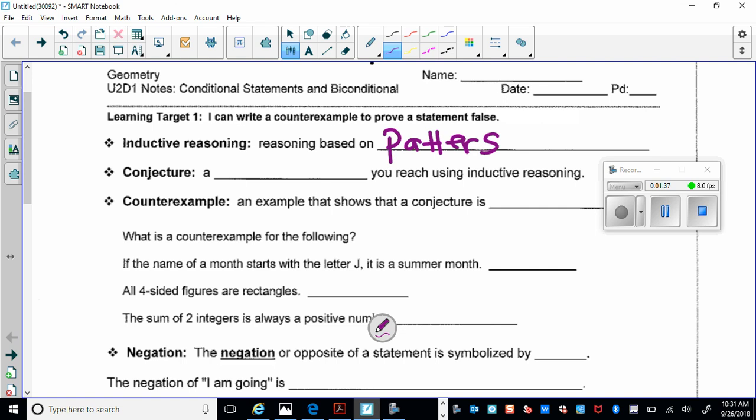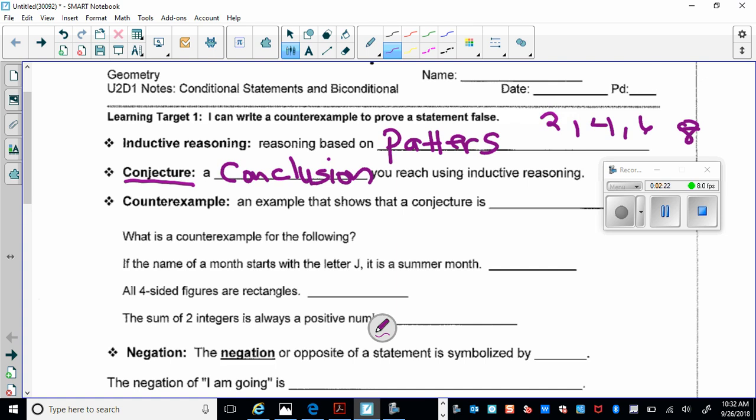So when you look at a pattern and you come up with your reasoning, for example, if I gave you 2, 4, 6, and I ask you, what's the next number? You look at it and say, oh, these are the even numbers, or it increases by 2. So you say the next number is going to be 8, right? That kind of conclusion you come up with is based on a pattern. In geometry, we use conclusion, but a conjecture is the same thing as a conclusion. So a conjecture is a conclusion you reach using inductive reasoning.